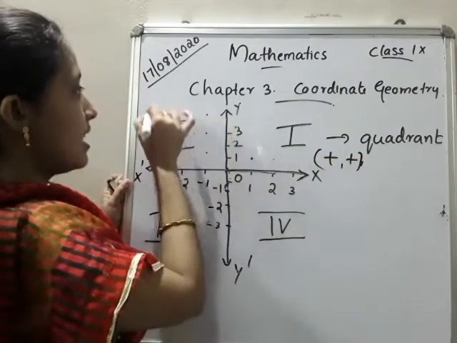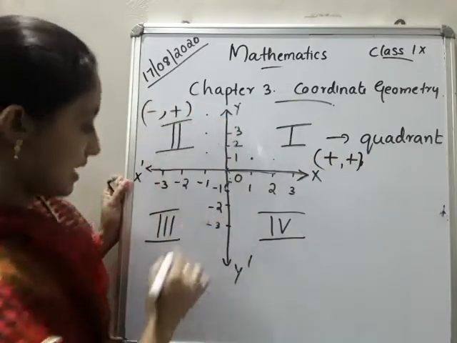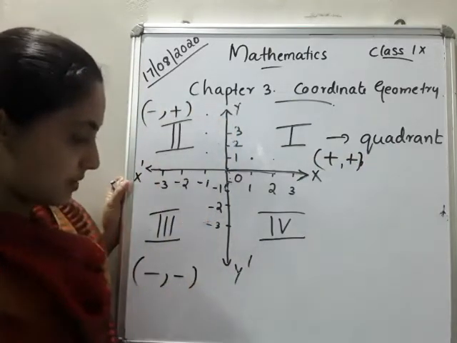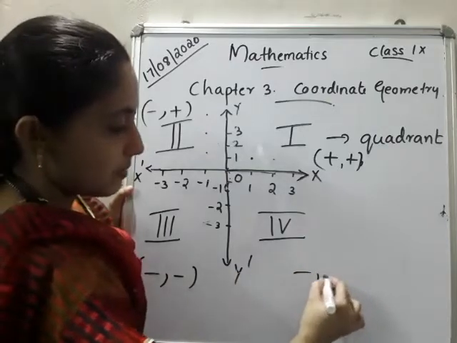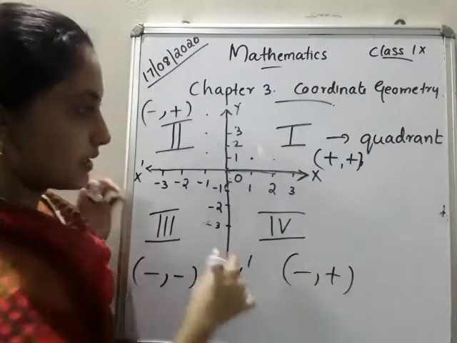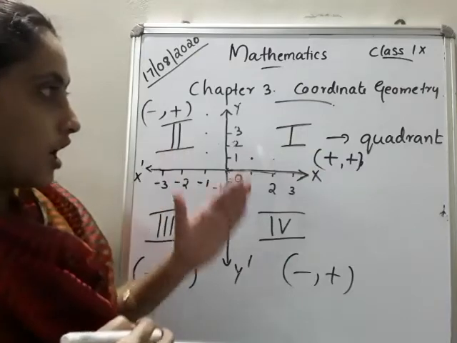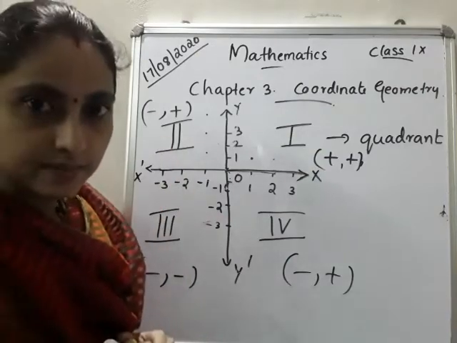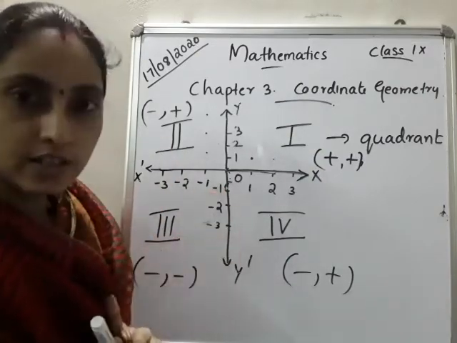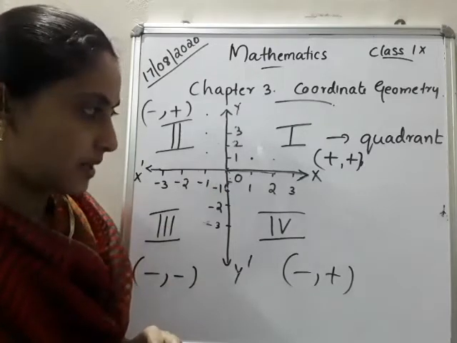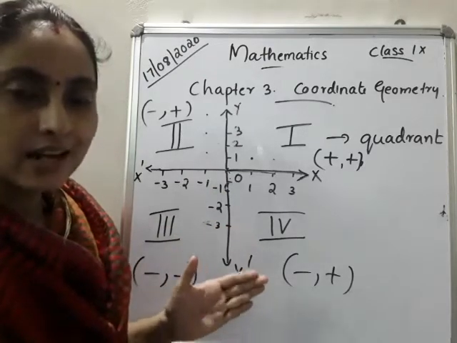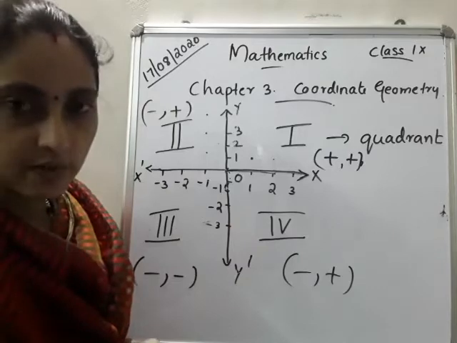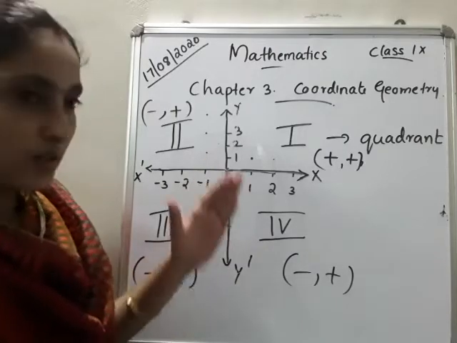Here the signs are minus, plus. Here the signs are both minus, minus. Here the signs are plus, minus. This will be the idea of quadrants. And one more thing you have to remember, I already explained, that is the other name of the X coordinate and Y coordinate. Hope this is clear.